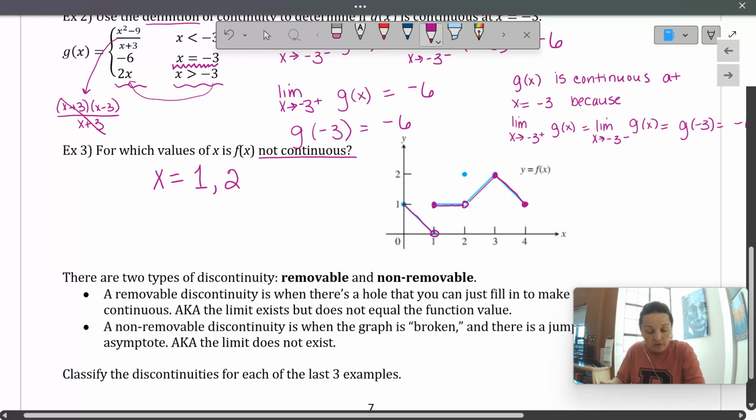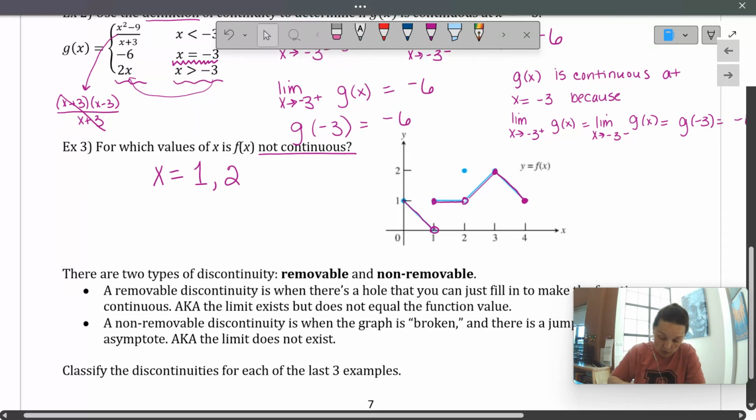So for which values of x is f of x not continuous? X equals 1 and x equals 2. It did not ask me to justify using a definition, so I'm not going to. Now, with all of these discontinuities, places where it's not continuous, those discontinuities can be labeled as removable or non-removable.